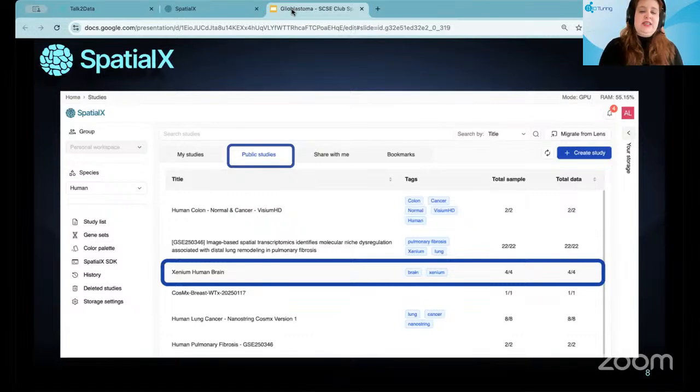This is quite an important study because it has a lot of data that you can use, especially if you're just trying to explore how you would be able to use the spatial technology for your specific case study or research question before doing any of the sequencing.